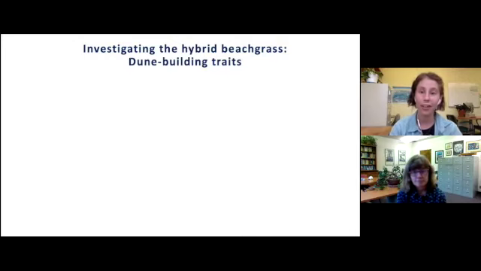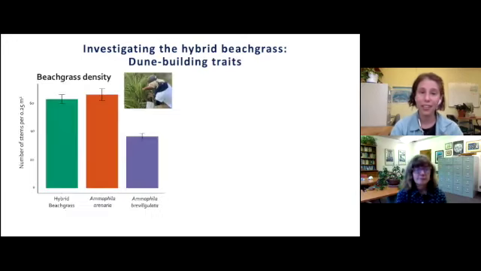One of the characteristics of the hybrid we looked at in the field were those important for sand capture and dune building, or stem density and height. So first we looked at beachgrass stem density of the hybrid compared to its parents, and we found that the hybrid grows at these really high stem densities, similar to Ammophila arenaria and denser than Ammophila breviligulata.